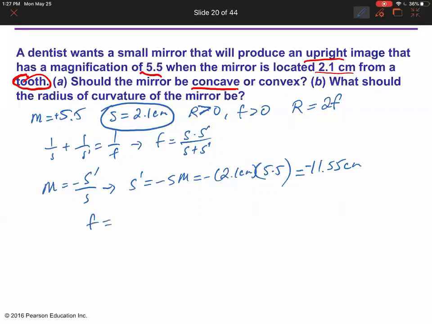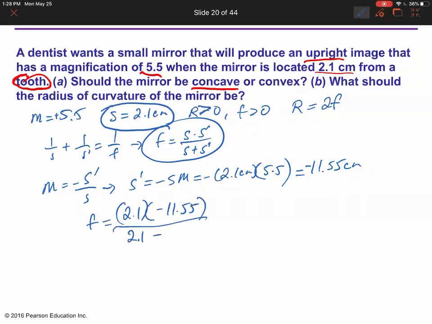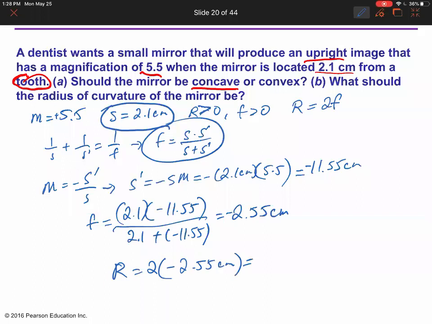Alright, now that I have that, I can come back and use this equation for the focal length. So 2.1 times negative 11.55, over 2.1 plus negative 11.55. If I do this, I'm going to get a value for the focal length, which is going to be negative 2.55 centimeters. And this then is going to give me the radius, which is 2 times negative 2.55 centimeters, so negative 5.1 centimeters.